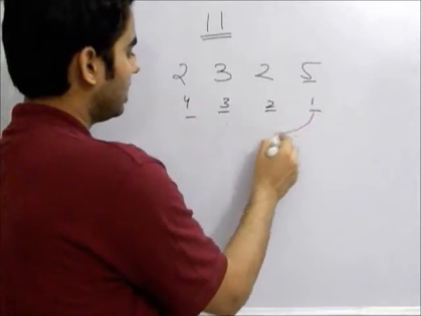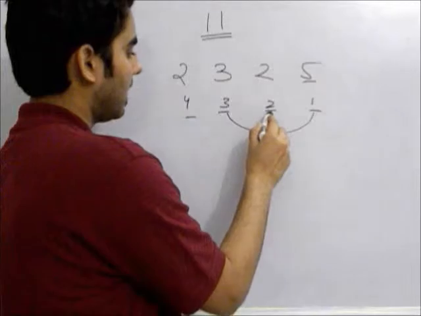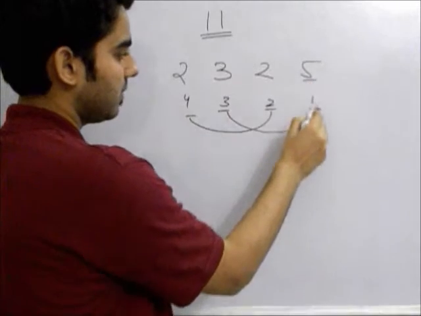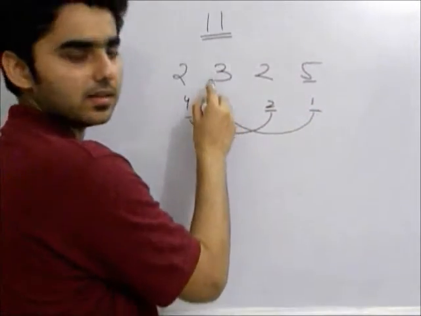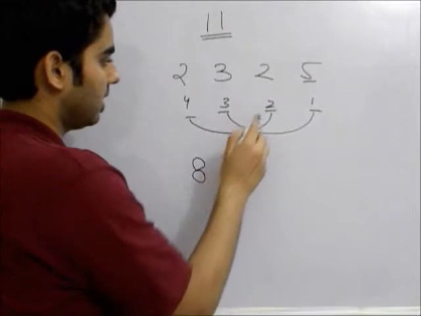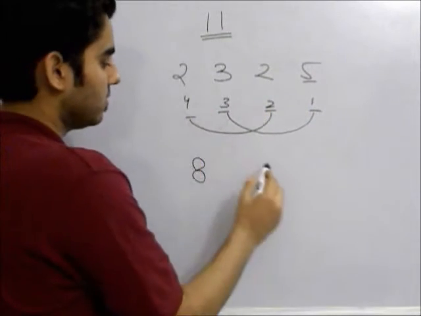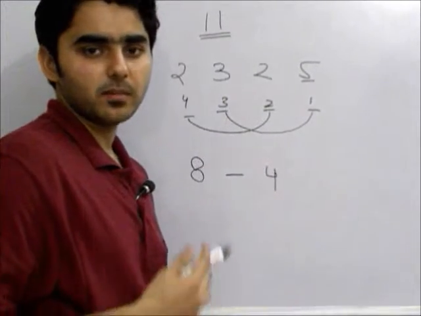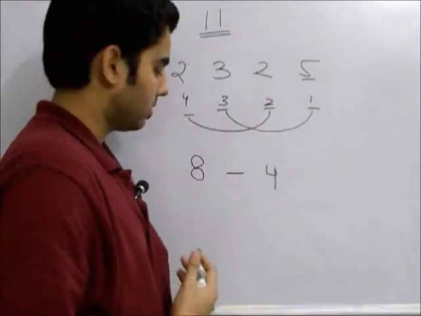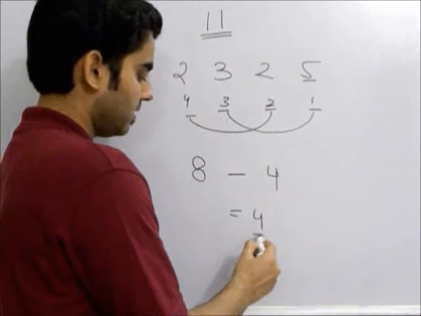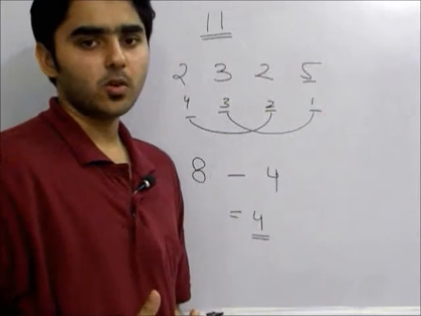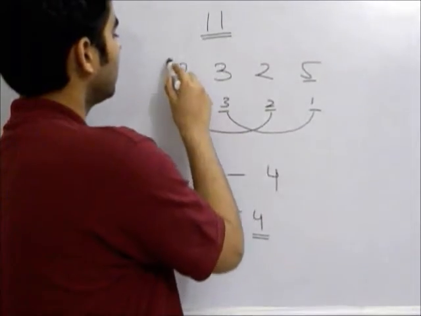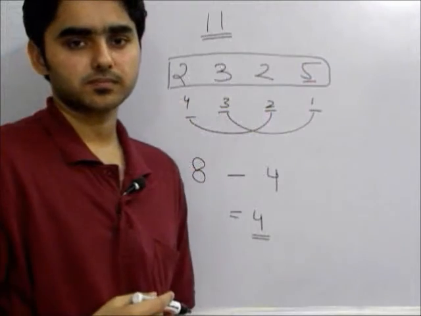So we'll add the odd places and we'll add the even places. In this case, first place has 5, third place has 3, so 8. Second place has 2, fourth place has 2, so 4. We subtract between the two, which gives us 4. Is 4 either 0 or divisible by 11? No. So the whole number is not divisible by 11.